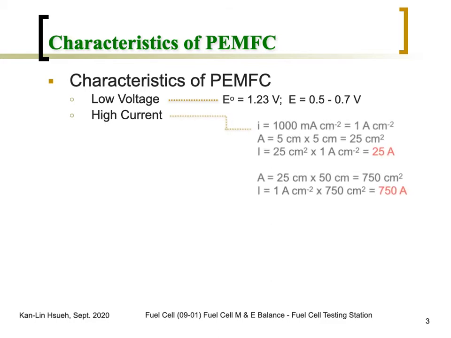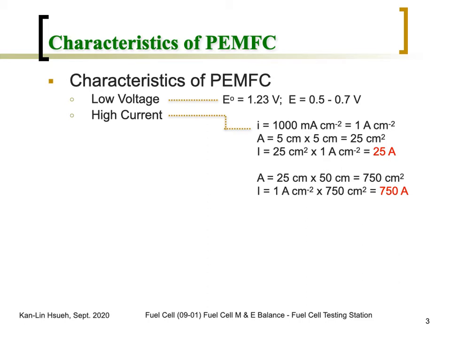The second is high current. For a fuel cell operated at a current density of 1 amp per square centimeter, a small fuel cell, much smaller than your hand, of 5 centimeters times 5 centimeters is 25 square centimeters, and the output current will be 25 amp, which is much higher than the current output from an electric socket. For a commercial fuel cell, the size of the electrode may be 25 times 50. Then the fuel cell output current will be 750 amp, with the output voltage about 0.5 to 0.7 volt.